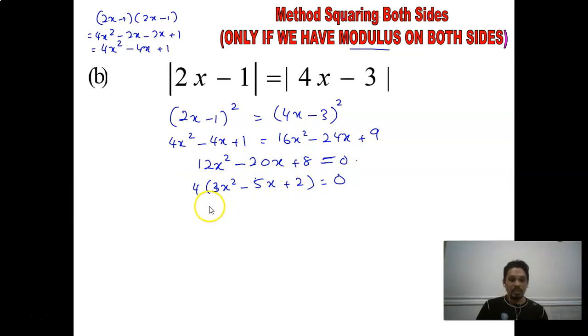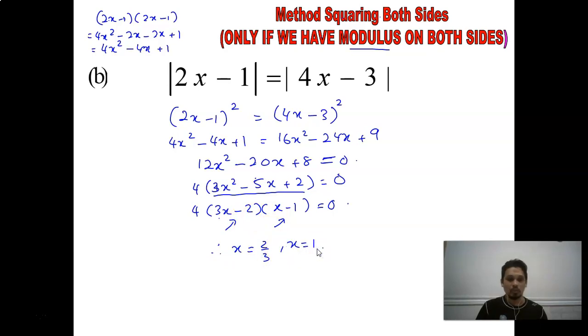Okay, so then here we factorize the function inside, which is quadratic. Whether you write the 4 or not here, it won't count when we compare the two linear factors here. So we got 3x minus 2 and x minus 1. So we got these two linear factors. So then from here we come up with x equal to 2 over 3 and x equal to 1.